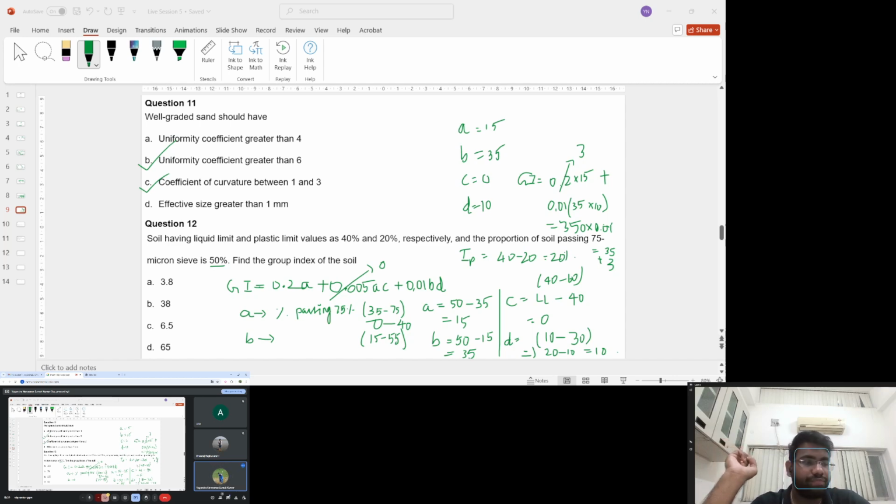Any idea what is the flaw? Please, if you are aware, you can say. C is 0, sir. From that you should get some conclusion. No, actually, what is the range of group index we have? That is 0 to 20. So we are getting higher values. So ideally, we should consider it as 20. So here, the value we are getting is around 38, right?